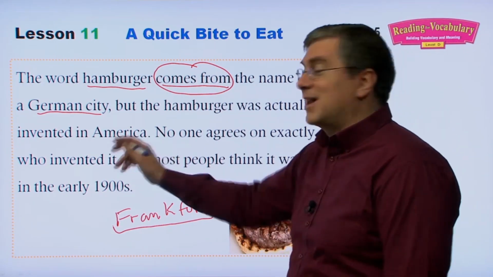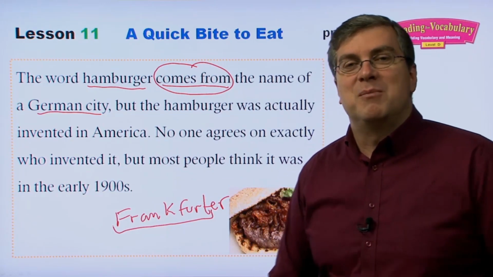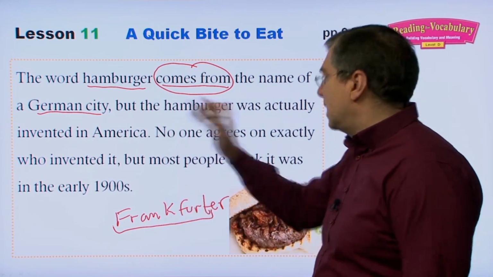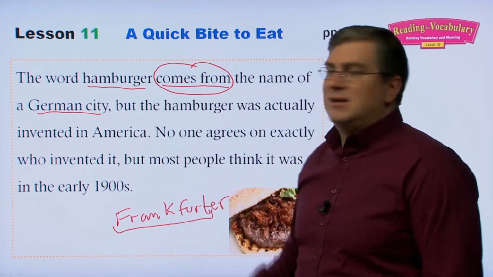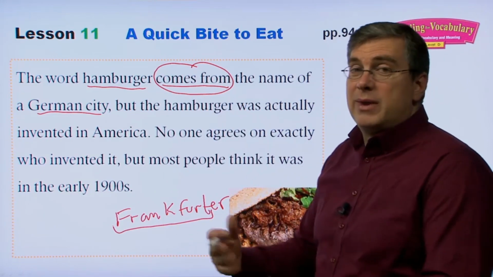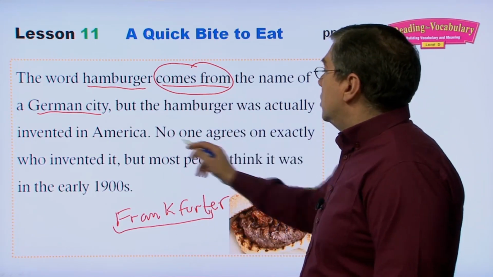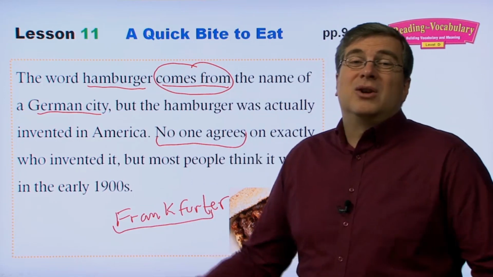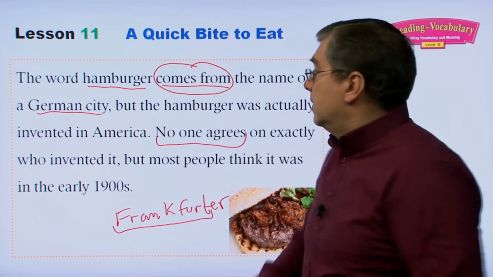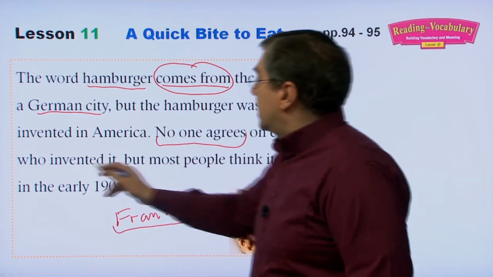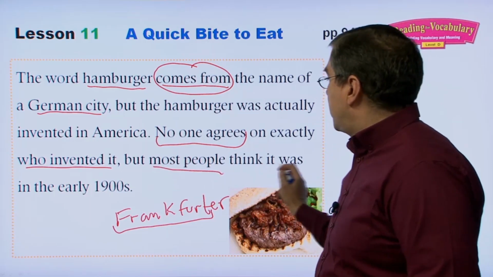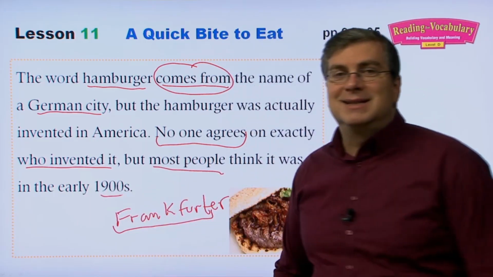Nobody agrees on exactly who invented it or how it came about. So those are very interesting stories about those two types of food. Anyway, the hamburger was actually invented in America. Of course, a lot of Germans came to America probably around that time. Nobody agrees, so nobody's really sure. Nobody can say 100% why, but it's just interesting. On exactly who invented the hamburger, but most people think it was in the early 1900s.